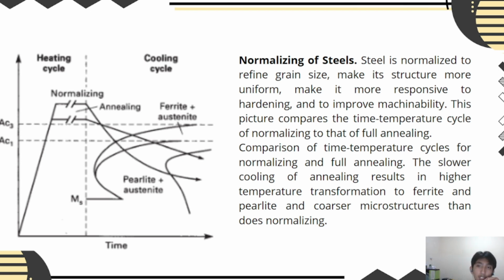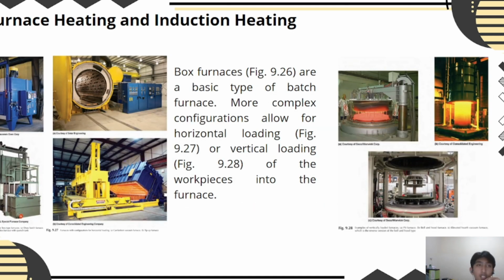Comparison of time-temperature cycles for normalizing and full annealing: the slower cooling of annealing results in transformation to ferrite and pearlite, and a coarser microstructure than normalizing. Next is furnace heating and induction heating. Like the picture, this figure shows a basic type of batch furnace.